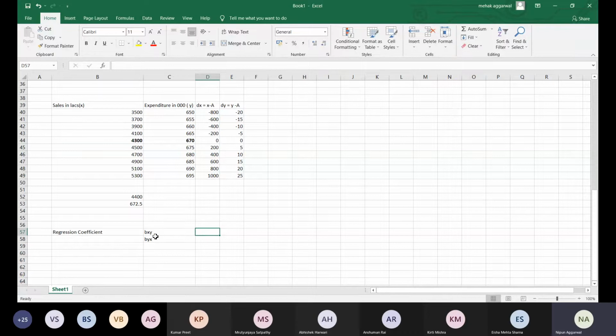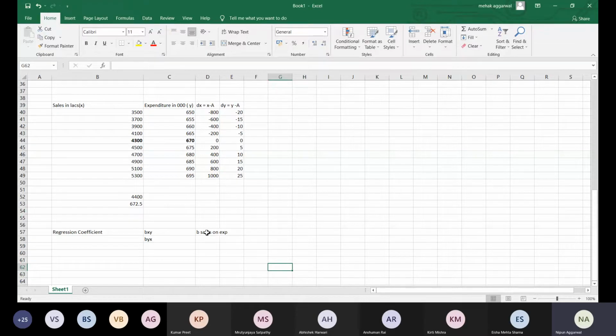So if we want to calculate the effect of expenditure on sales, this regression line becomes B of sales on expenditure. So how the expenditure affects the sales. My sales becomes your dependent variable and expenditure becomes your independent variable, so sales is dependent on expenditure.